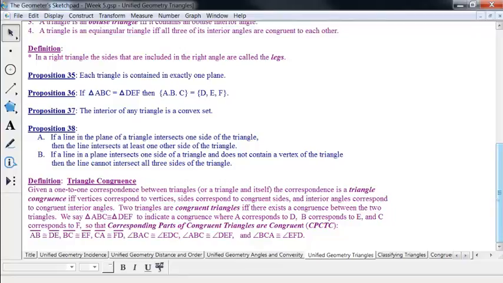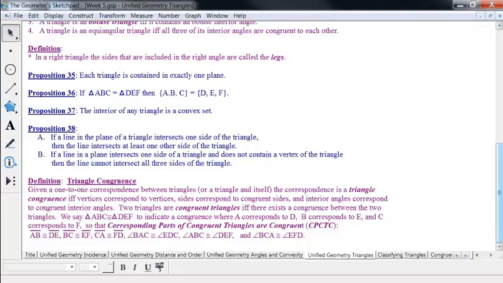Okay, now we're going to get to a very important definition right here. Given a one-to-one correspondence between two triangles, or a triangle with itself, the correspondence is a triangle congruence if and only if vertices correspond to vertices, sides correspond to congruent sides, and interior angles correspond to congruent interior angles. Okay, so if it has those things, then it's a triangle congruence. The two triangles are then called congruent triangles if and only if there exists a congruence between the two triangles.